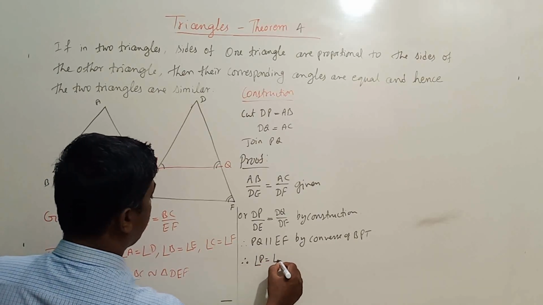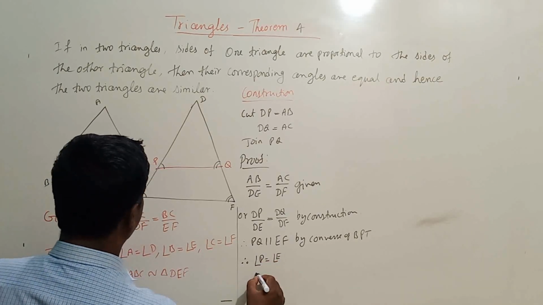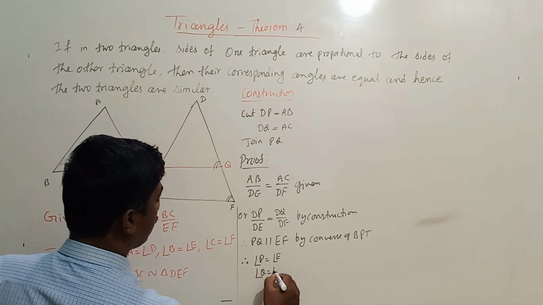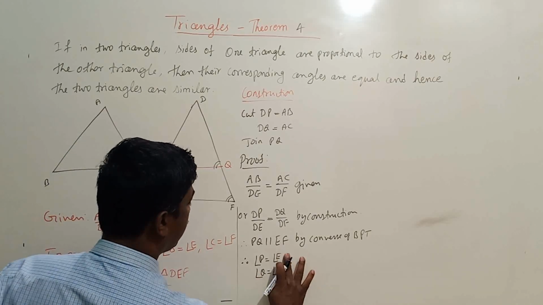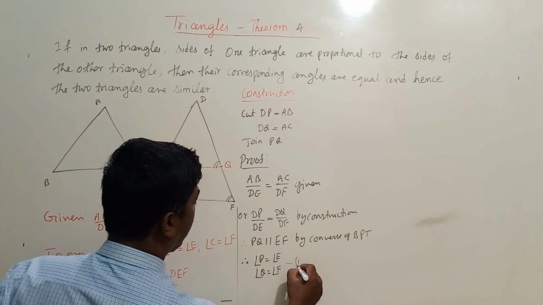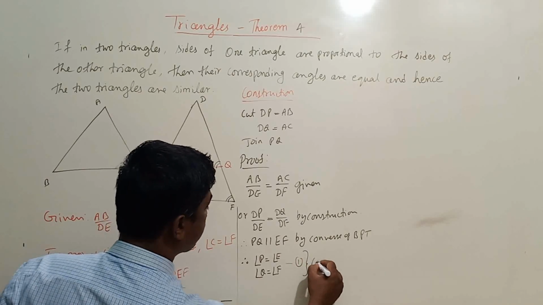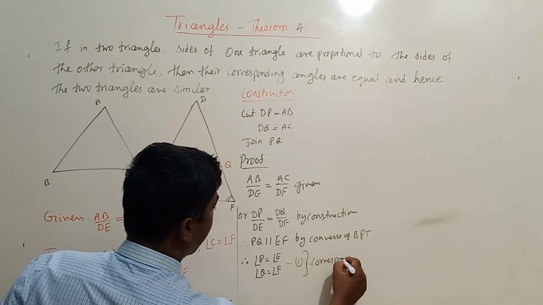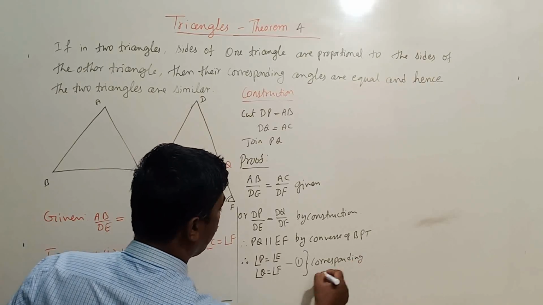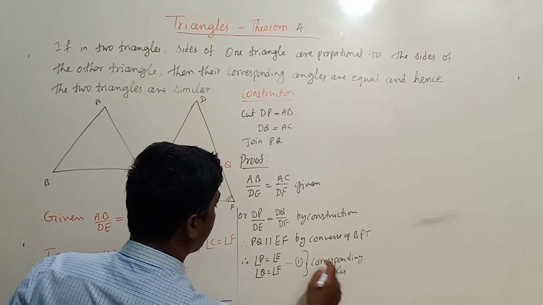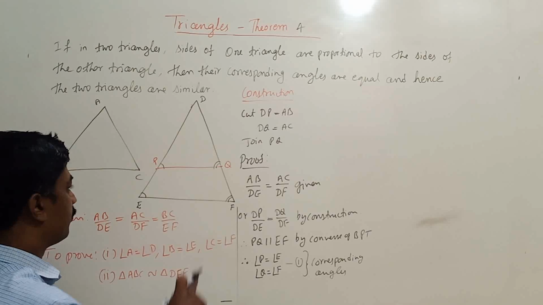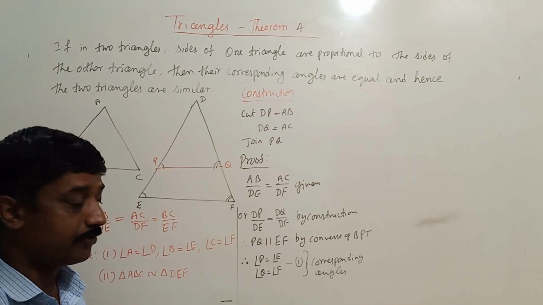All right here. So therefore, what I can write here? Angle P is equal to angle E, and what? Angle Q is equal to angle F. Reason, okay, let me take it here, 1. And what reason shall I give it here? Corresponding angles, because PQ is parallel to EF.